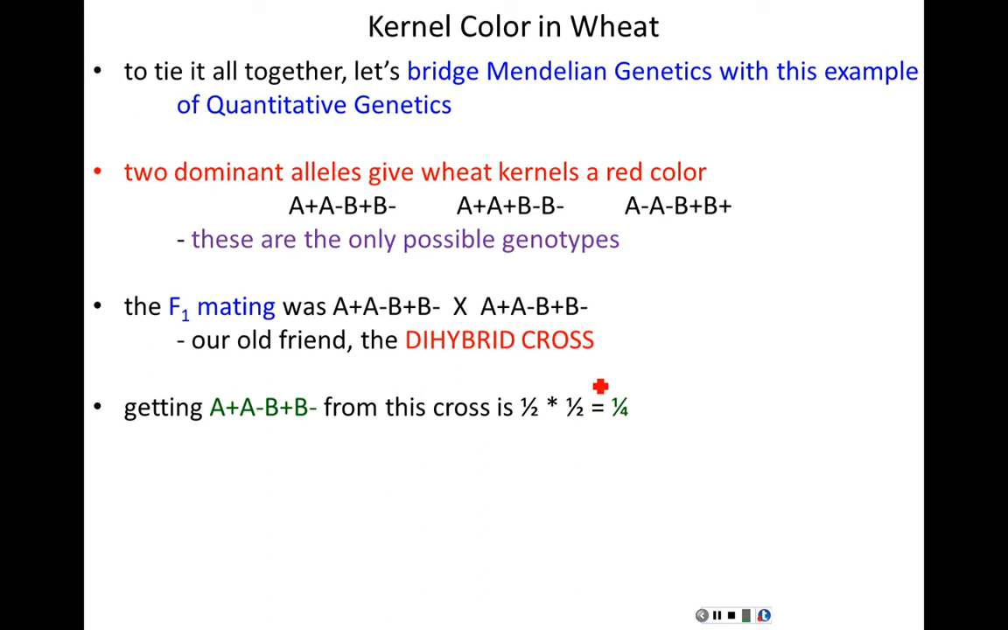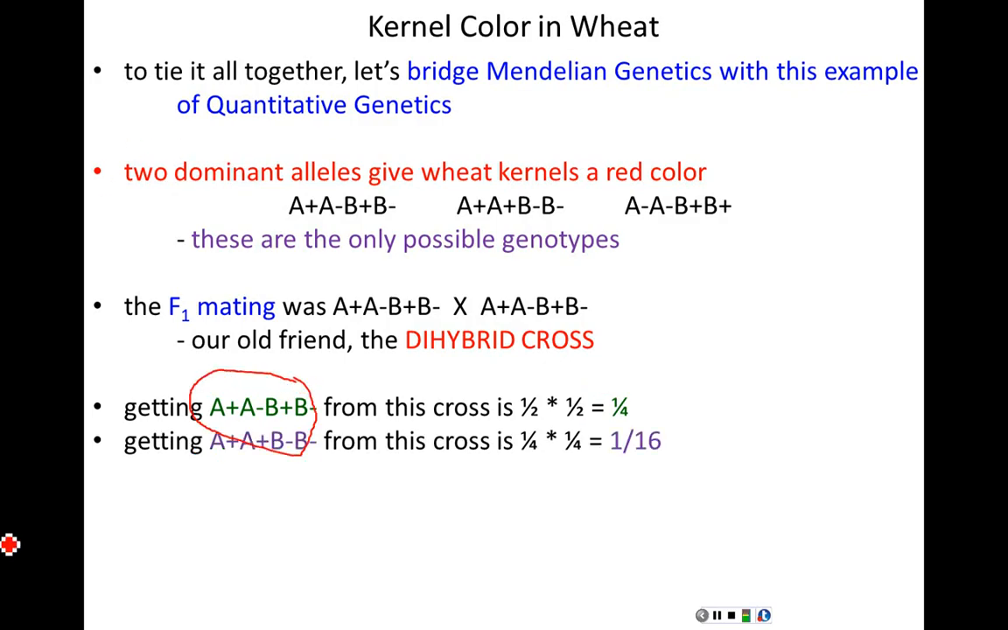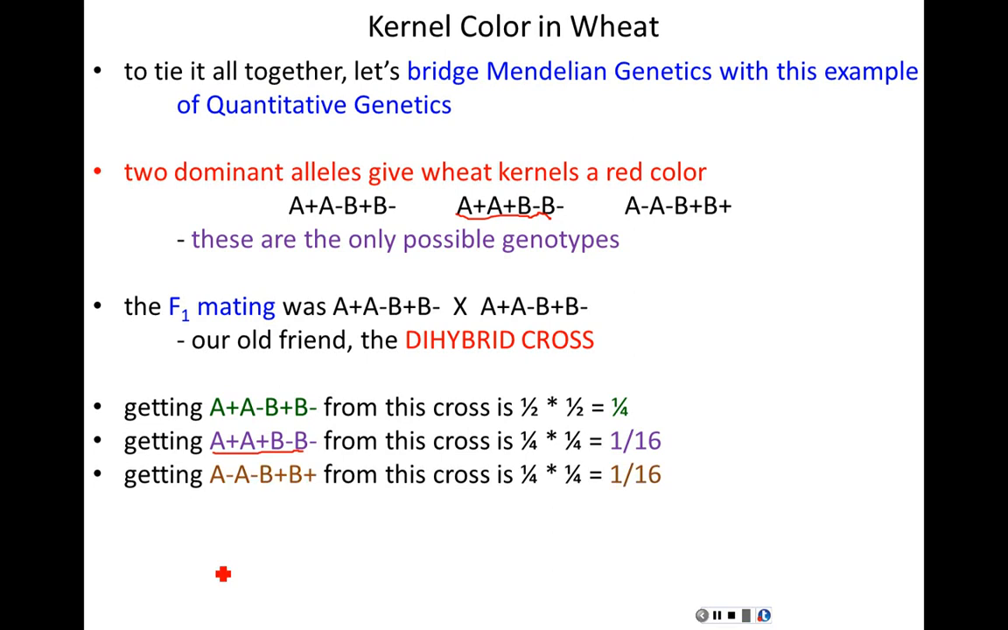Getting the heterozygote condition back from this cross is 1/2 for the A's, 1/2 for the B's. You can do the Punnett square if you don't believe me. So 1/2 times 1/2 is 1/4. So 1/4 of these plants is going to be red due to having this particular genotype. The probability of getting red plants that have this genotype, because these plants are also red, right? To be red, all you need are 2 out of the 4 alleles being positive, is 1/4 times 1/4, which is 1/16. The probability of being red with this genotype, that's our last genotype of the bunch, is also 1/16.